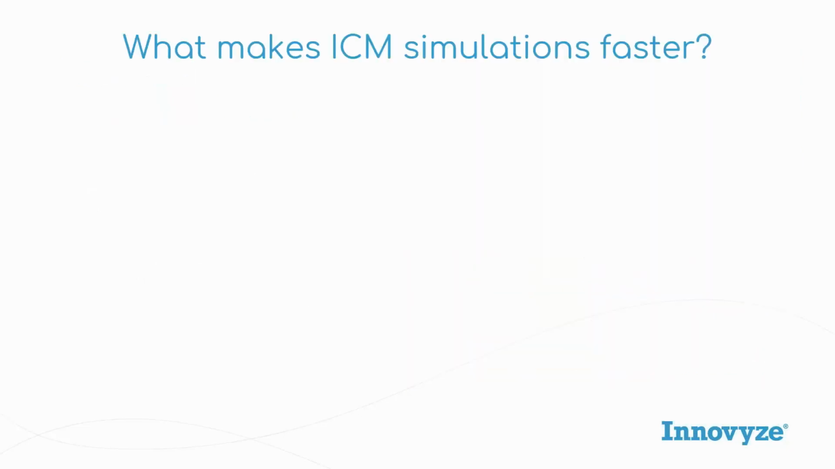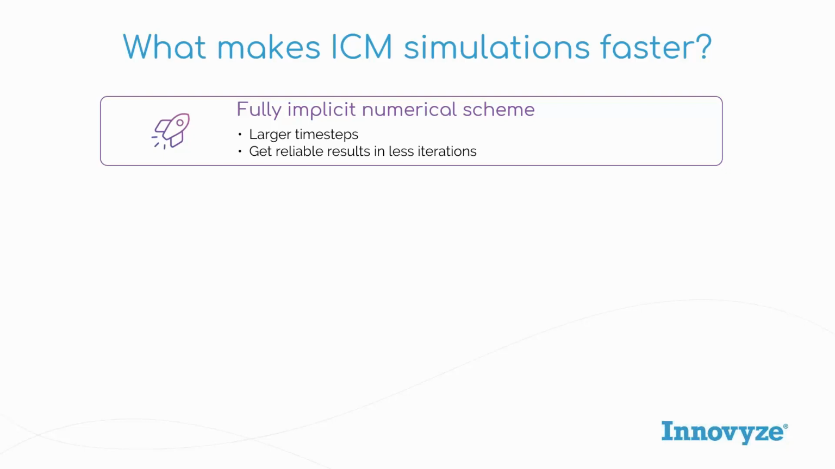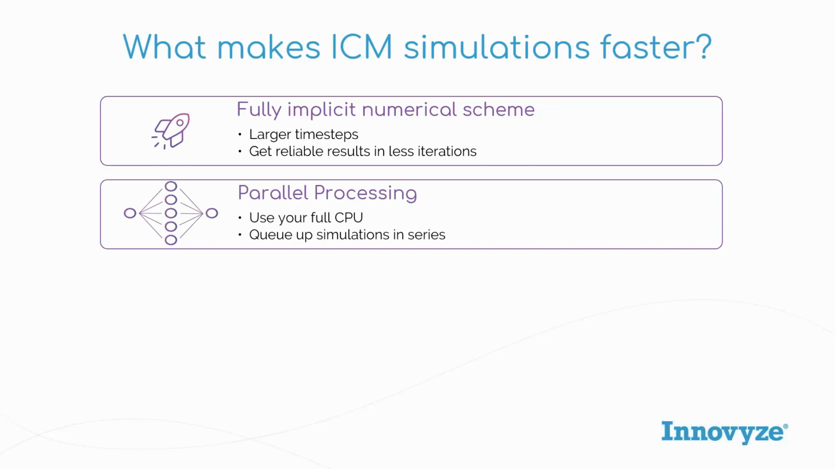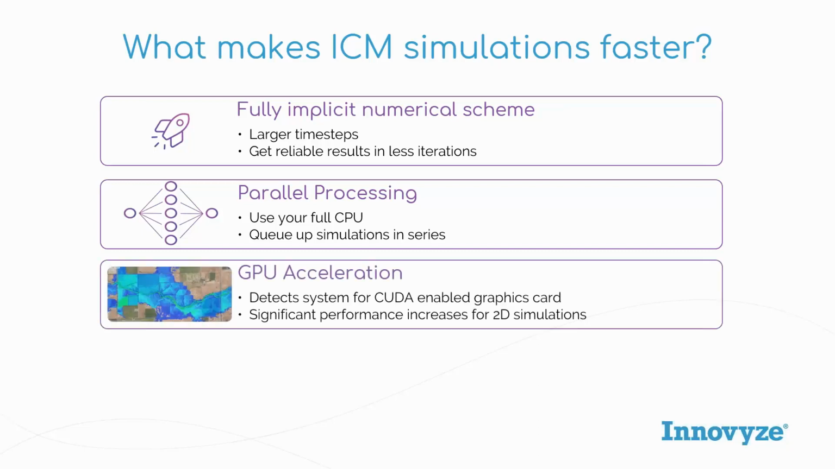But what is it that makes the ICM simulations run faster? Firstly, in the 1D model, we have a fully implicit numerical scheme, and that allows for larger time steps, which lets you get reliable results in less iterations. We have the parallel processing, which means you can use the full power of your CPU locally, and you can queue up simulations in series or run them in parallel. And then for the 2D simulations, we have GPU acceleration, where it detects systems for CUDA-enabled graphics cards and uses those CUDA graphics cards to massively increase the performance for the 2D simulations.